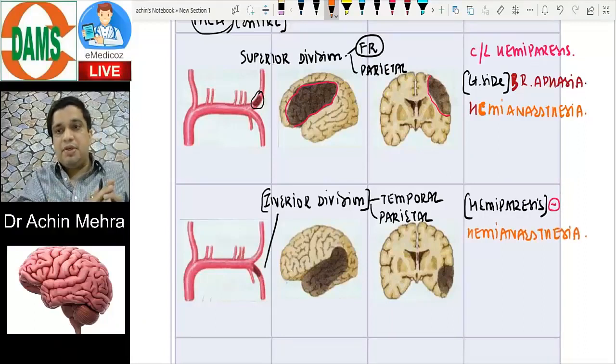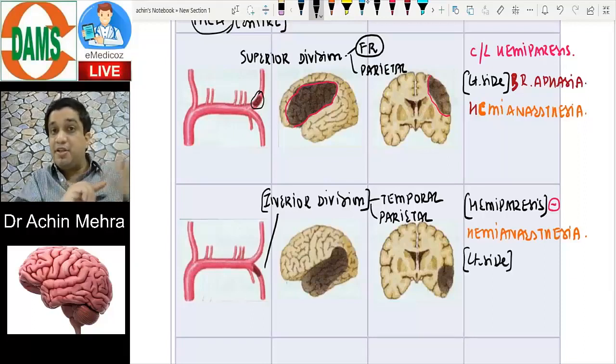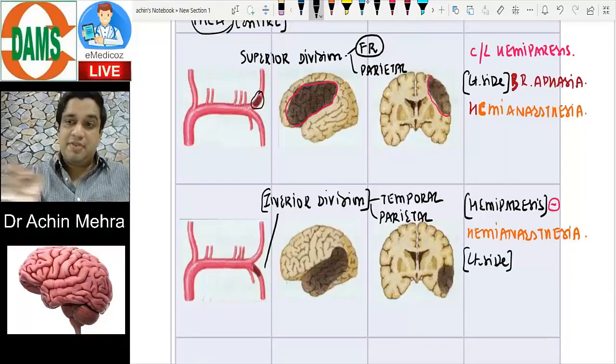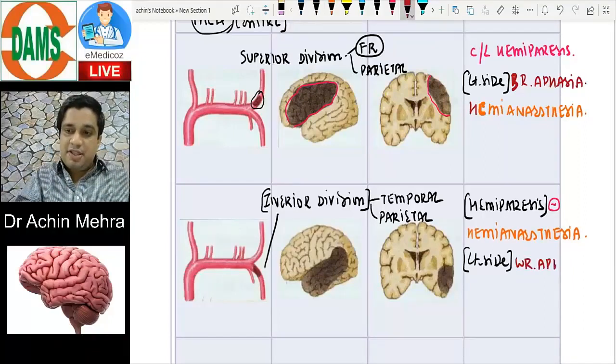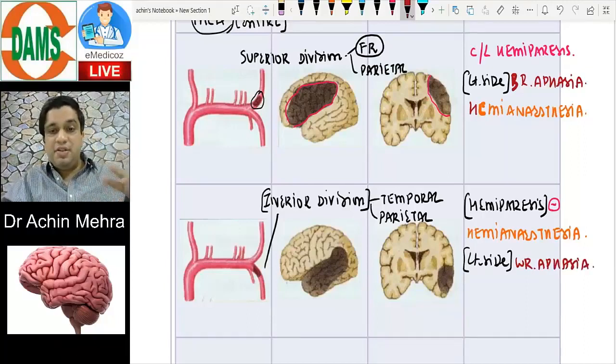Right. If the lesion is involving the left, dominant side, and the superior temporal gyrus is involved, which aphasia are we going to see? Yes, Wernicke's aphasia. So, the superior division, the inferior division, and the entire division of MCA.